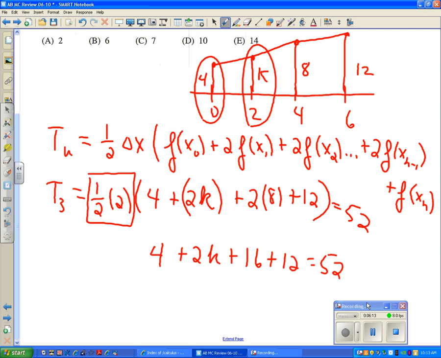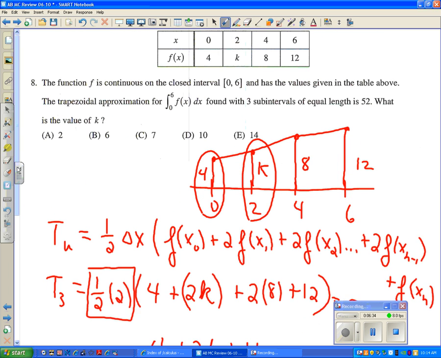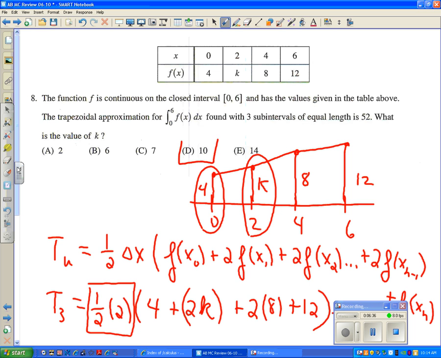So if I bring 4 and 16 together, I get 20, and 20 and 12 make 32, and that equals 52. So if I take 32 away from both sides, I get 2k equals 20. K must be 10. So going back to the problem itself, D must be my answer.